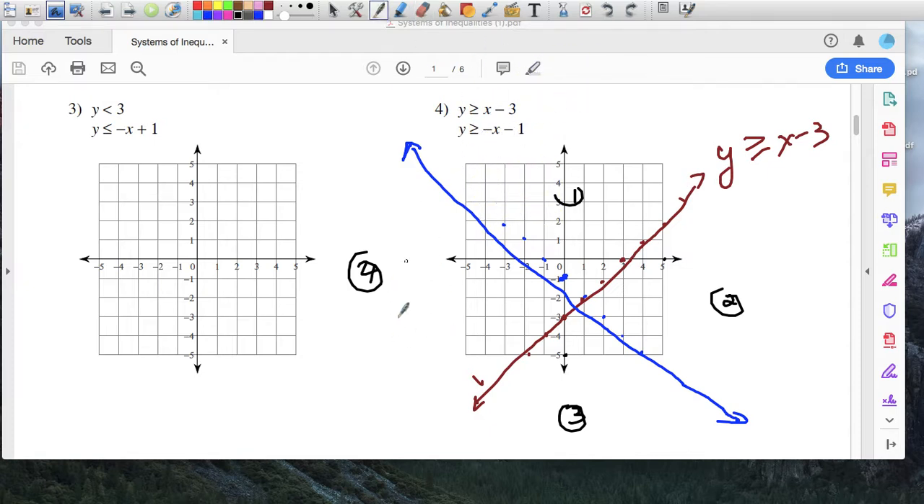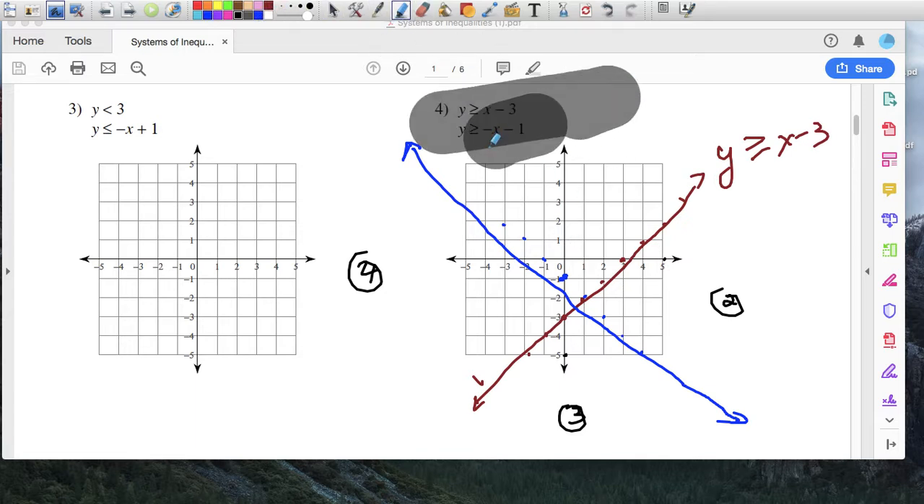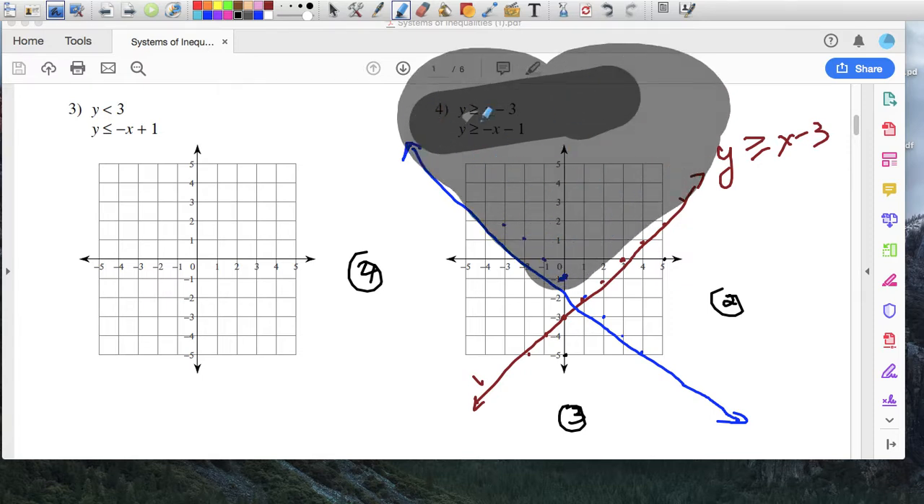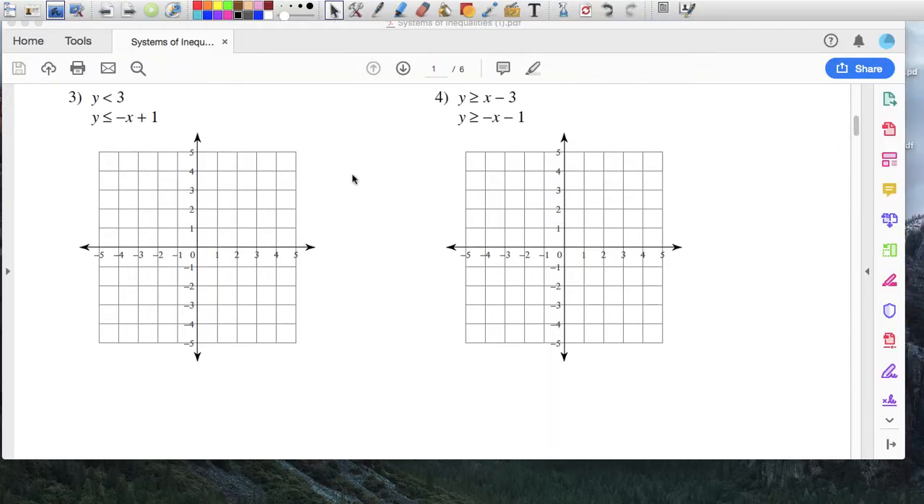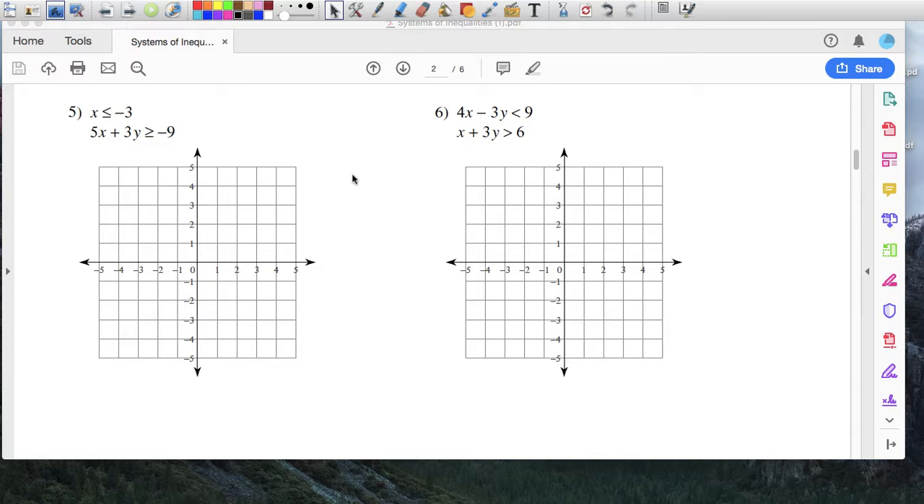So points in section 4 work for one inequality but not the other. The only point that worked for both inequalities was a point in this section. So your solution is this section right here. That's your big S, your solution. Oh, look, a heart. Okay, so that's your solution. Any point in this section will make both inequalities true. It's a little bit more work, but it might be a little neater. And no, you don't have to do it that way.